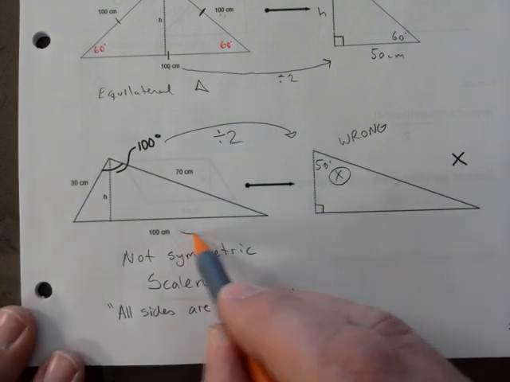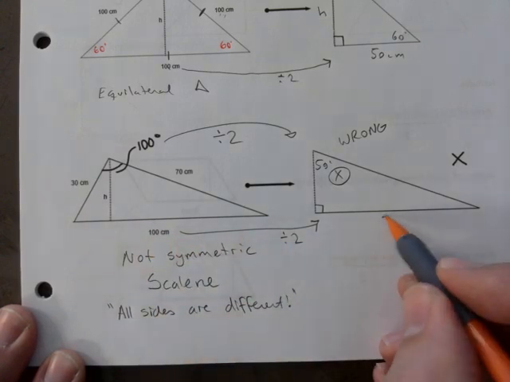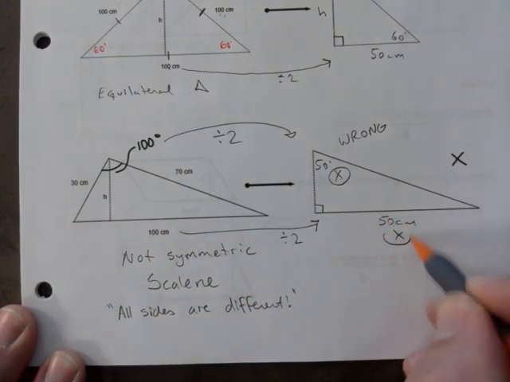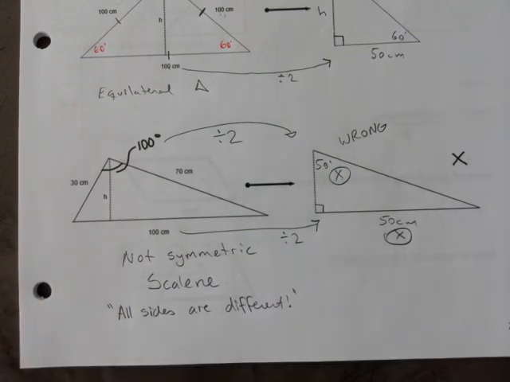So we cannot divide 100 by 2 and say that this is 50 centimeters. This is also wrong. Everything in here would be wrong if you did that. Like, it's just wrong, okay? So you can't do that. It's asymmetric, that's correct. Not symmetric is the same thing as asymmetric. So keep that in mind.